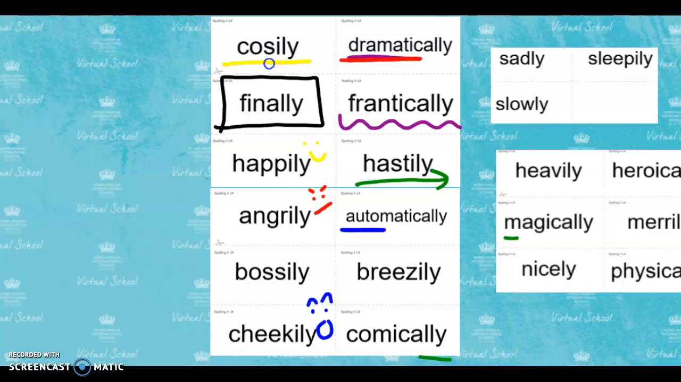Cosily, a nice word actually. If you sit on the sofa at home and you get your blanket and you're nice and warm, you're watching the television, maybe having a lovely cup of tea or something, you're sitting there snuggling cosily.